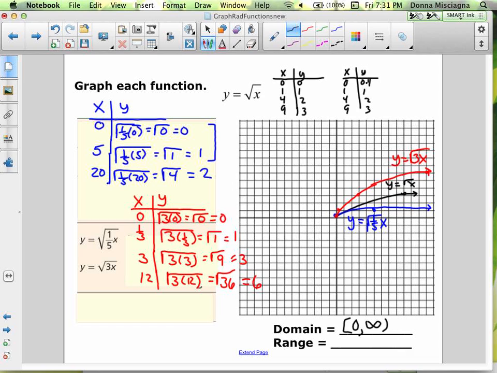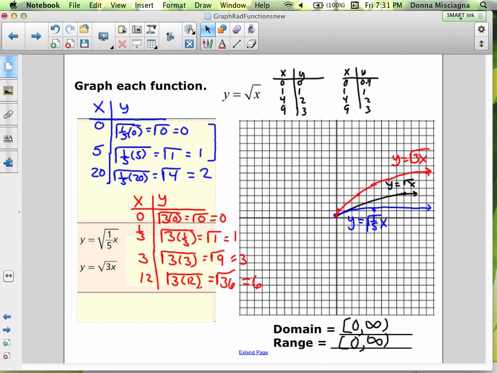The range, notice that when we take the square root of a number, we only get positive numbers. So the smallest value in our range, we start at 0, and likewise, this is going to keep getting larger and larger. It may take a while for the blue graph, but it will keep getting larger and larger.